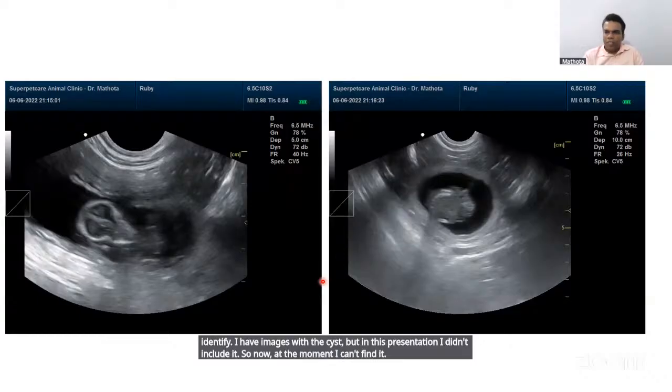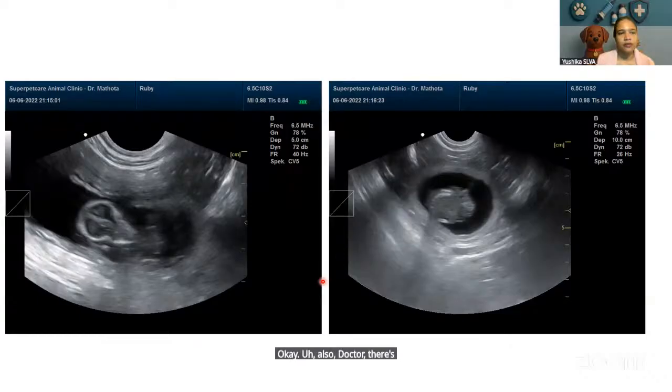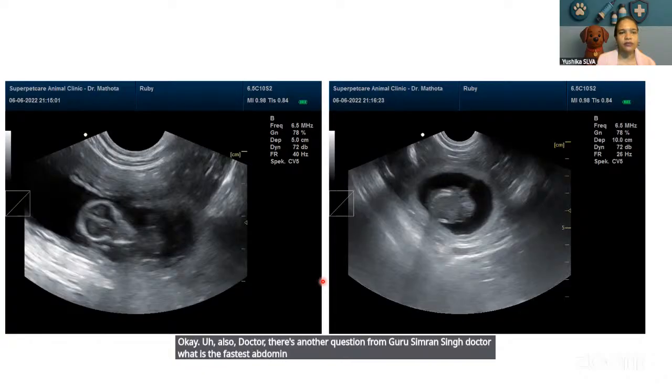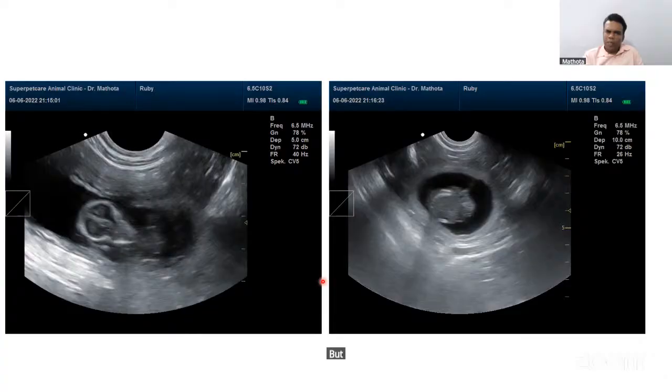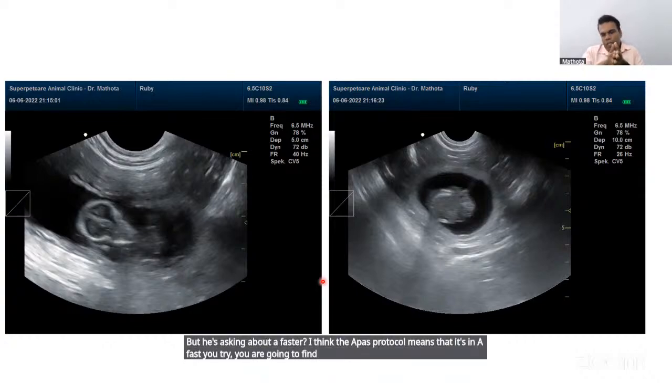Okay. Also, doctor, there's another question from Guru Simran Singh. Doctor, what is the fastest abdominal scanning protocol? He's asking about AFAST? I think so. In AFAST you are going to find fluid inside the abdomen. When there's fluid, we have a scoring system in AFAST. You give a score, so you can give the score.